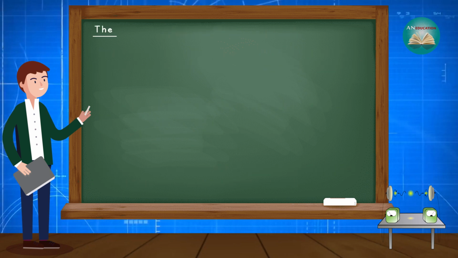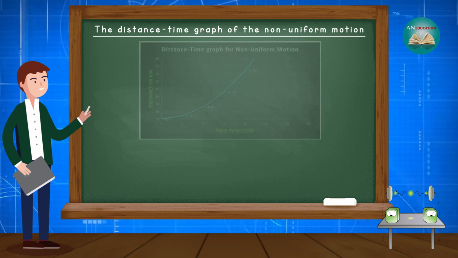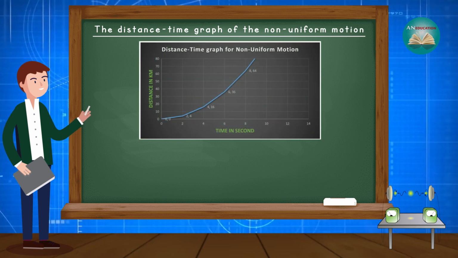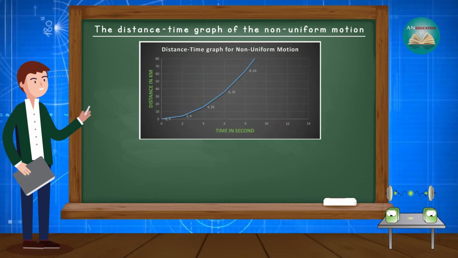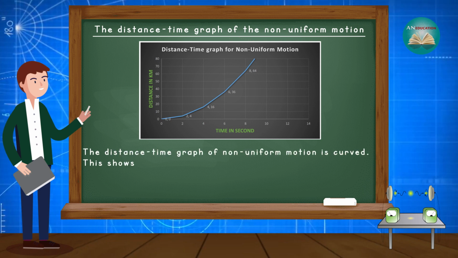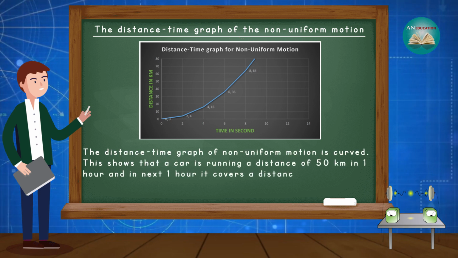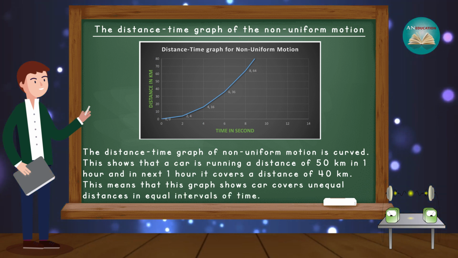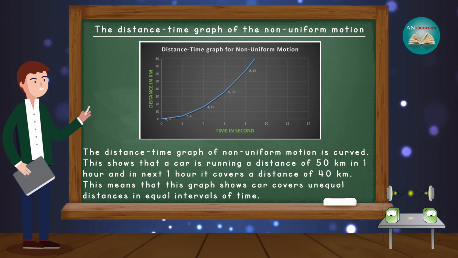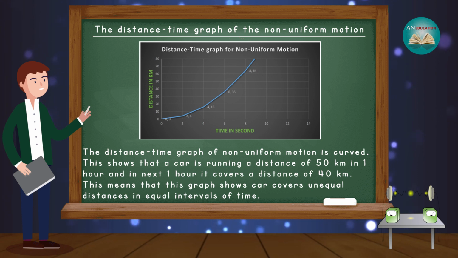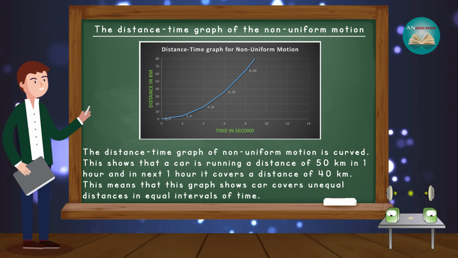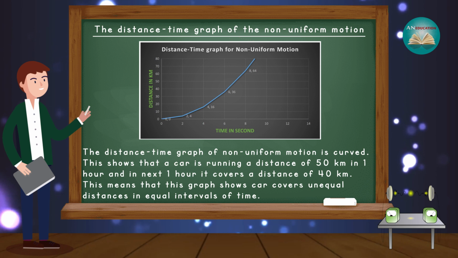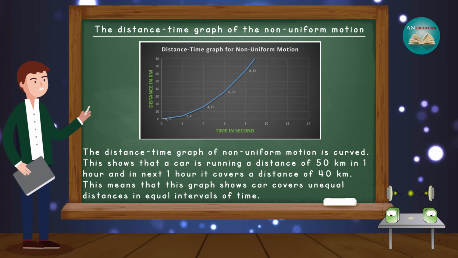Let's go and discuss the distance time graph of non-uniform motion. The distance time graph of non-uniform motion is given below. It is curved. This graph shows that a car moves a distance of 50 km in 1 hour, and in the next 1 hour it covers a distance of 40 km. This means the car covers unequal distances in equal intervals of time.